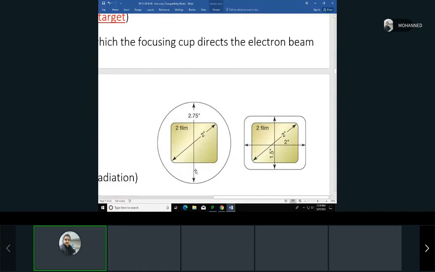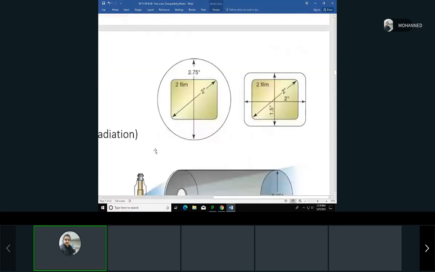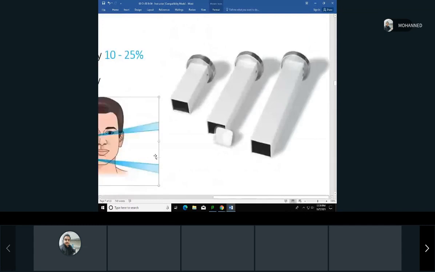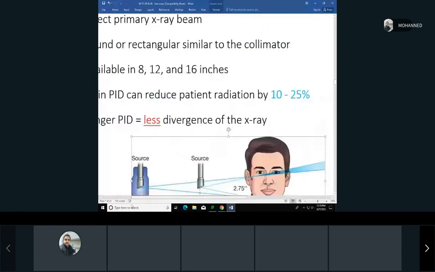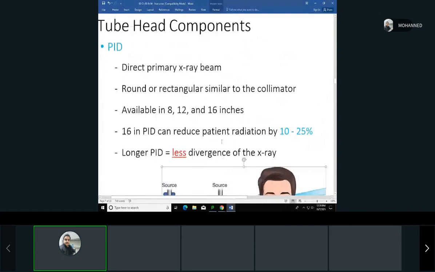Now, this is about 2.75 inch, while this one is just 2 inches by 1.5 inch. So it's much smaller. It's almost the size of the film. Is that good, guys? All clear?